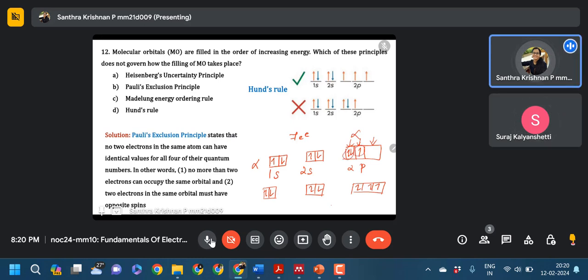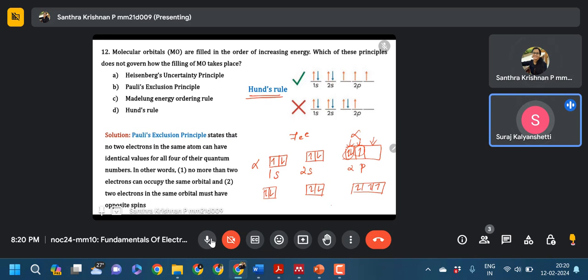This is wrong. It cannot fill like the first two boxes first and then one next. First, it fills one, one, one everywhere, and then once everything is filled, it starts filling back in the counterpart.